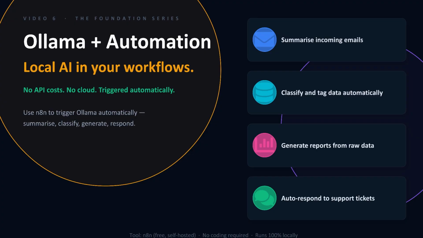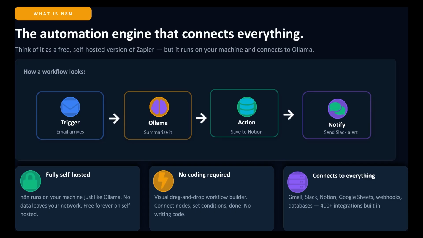We're connecting Ollama to N8N, which is a free self-hosted automation tool, and we're going to build a workflow that summarizes incoming emails without you lifting a finger. Every time a new email arrives, N8N catches it, sends the content to Ollama, gets a 3 bullet point summary back, logs it to a spreadsheet, and pings you on Slack, all locally, no API subscription, no per task cost, zero. Let's build it.